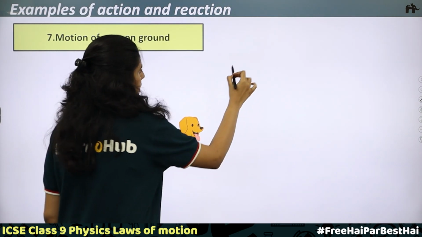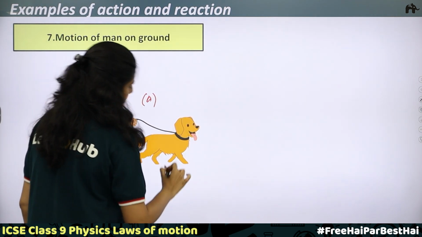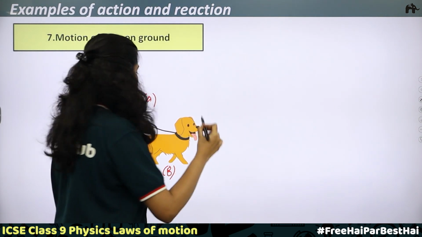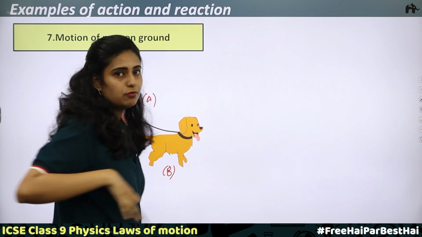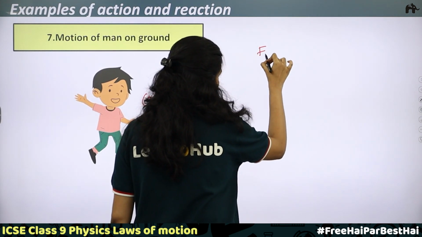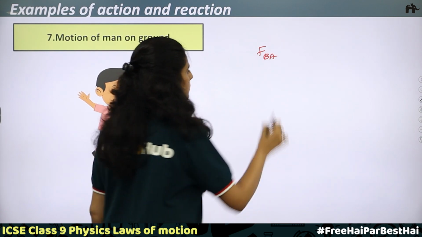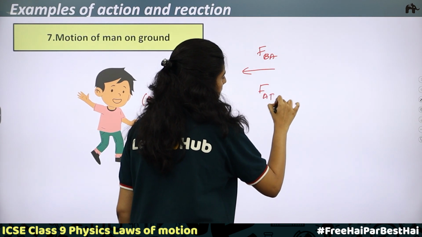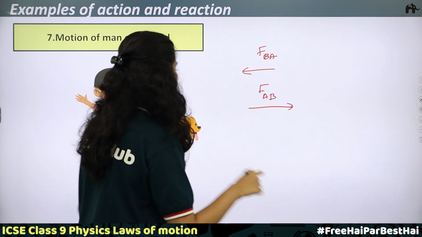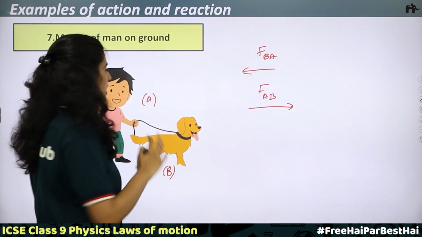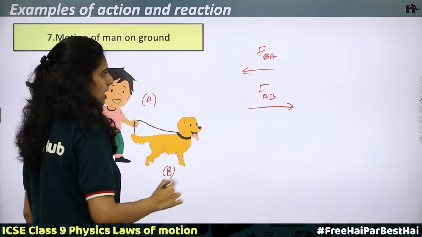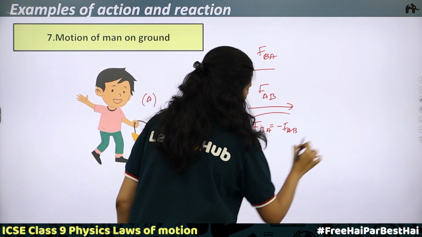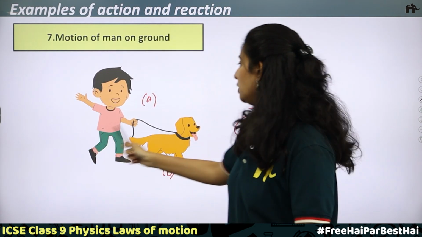Motion of a man on ground, this also we have discussed before. A is the man and B is the ground. Here a man applies force in the backward direction. His foot is applying force in the backward direction, which is FBA. Now the ground will apply a force FAB in the opposite direction, that is forward direction, which helps him. His foot will move forward and he will be carried forward. So this is what is happening here. FBA and FAB are equal forces in opposite direction. This helps the man to move forward.